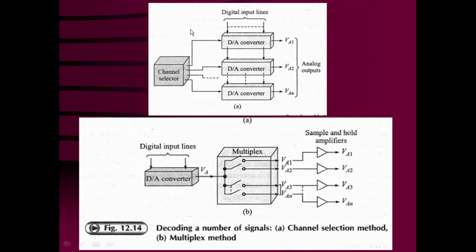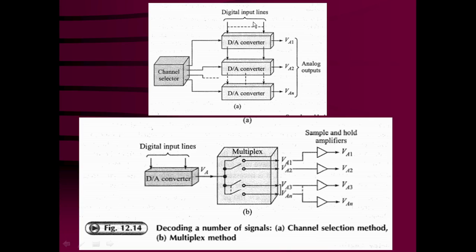You can see this. This is the first method A, right? Here there is a channel selector. Digital input lines are there. These digital input lines are connected in parallel to each D to A converter. This may be for the X, this may be for the Y, this may be for the Z, or there are n numbers. They have shown here that this is a channel selector which is selecting either this D to A converter or this D to A converter or this D to A converter.